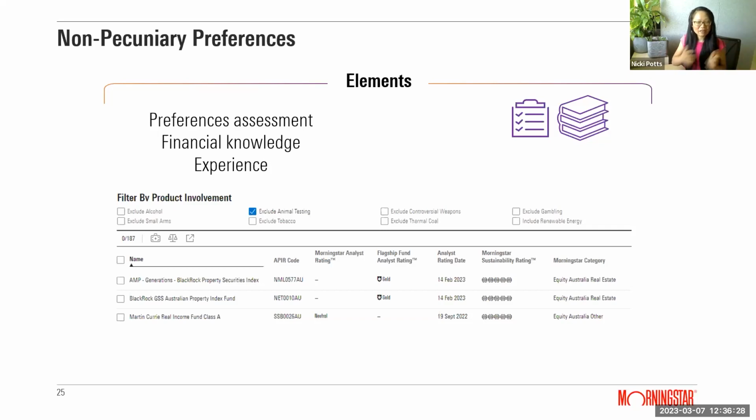On the knowledge and experience side, this has an impact on the complexity of the products recommended. Newer and less experienced investors may not be comfortable with certain investment types. So a go-slow strategy may be advisable, where you start with more traditional asset classes before easing them into more adventurous asset classes in the long term.